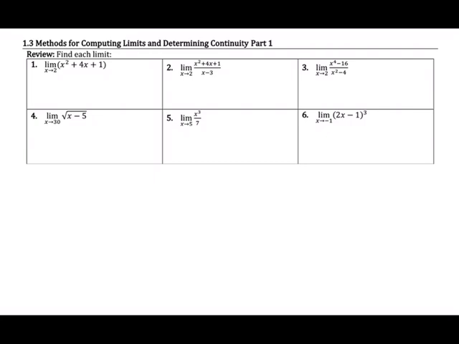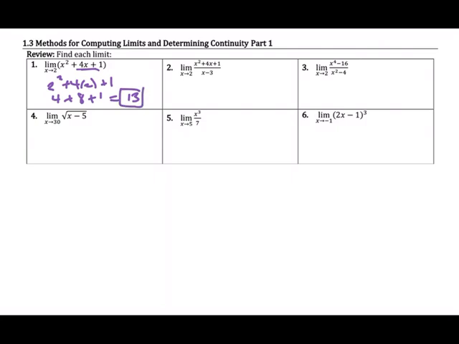So I encourage you, if this is something that you're already familiar with, to pause the video and work through each of these 6 sort of warm-up problems and then unpause the video and see how you did. So when I look at number 1, I know that this is just a quadratic function that I'm evaluating the limit of. So I can just use direct substitution and plug 2 in each place that there is an x. So here, that would give me 2 squared plus 4 times 2 plus 1, or 4 plus 8 plus 1, which is going to be 13.